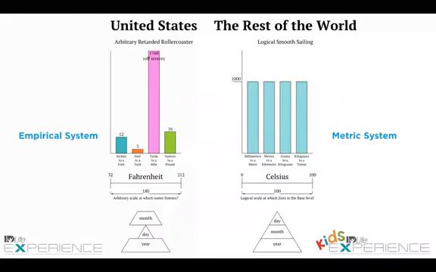This is a comparison, just in case you're wondering. You notice on the left is the empirical system. It's kind of what they call the arbitrary roller coaster. 12 inches is a foot, 3 feet is a yard, 1,760 yards to a mile, 16 ounces to a pound. I mean, trying to remember all of this is insane. Of course, then you get to the metric system and everything's based upon 1,000.